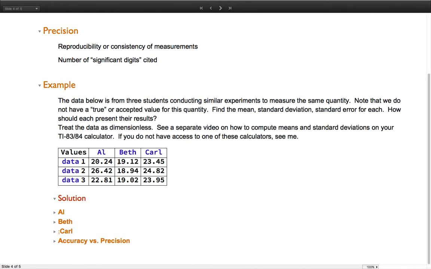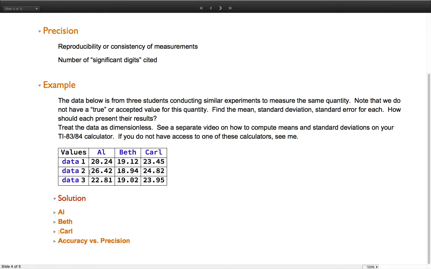Here I have some simple data. I've got Al, Beth, and Carl all making measurements, and here's their data. I want you to do some calculations, and if you want to figure out how you do these, I have posted a video on how to compute means and standard deviations using your calculator, and there's also a handout. So I would suggest looking at those as you do these calculations. What you're really going to do is enter these values right here into a list, and then just use the stat calculations on your calculator.